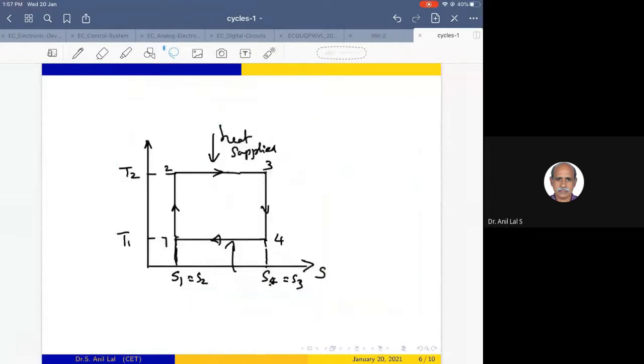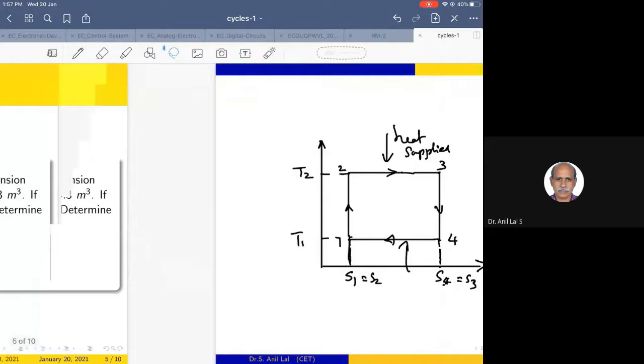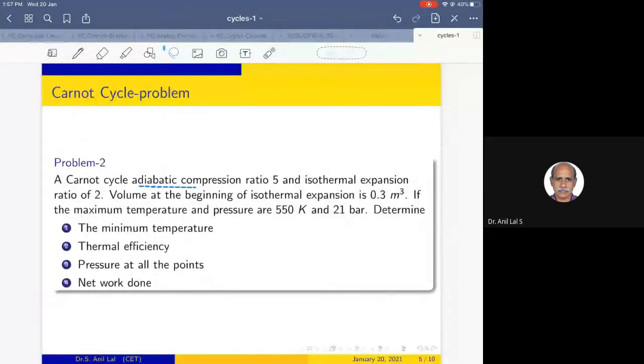Okay. So we have the adiabatic compression ratio. Adiabatic compression ratio. So fine. Compression ratio, a compression process is there. The compression ratio refers to the volume before compression to the volume after compression.